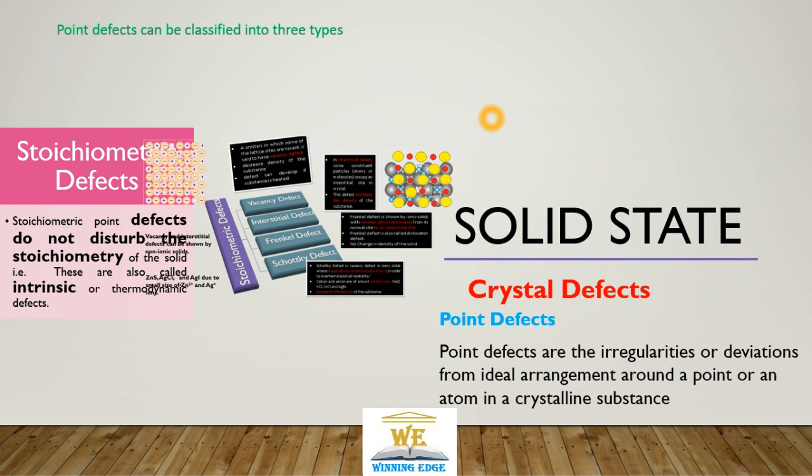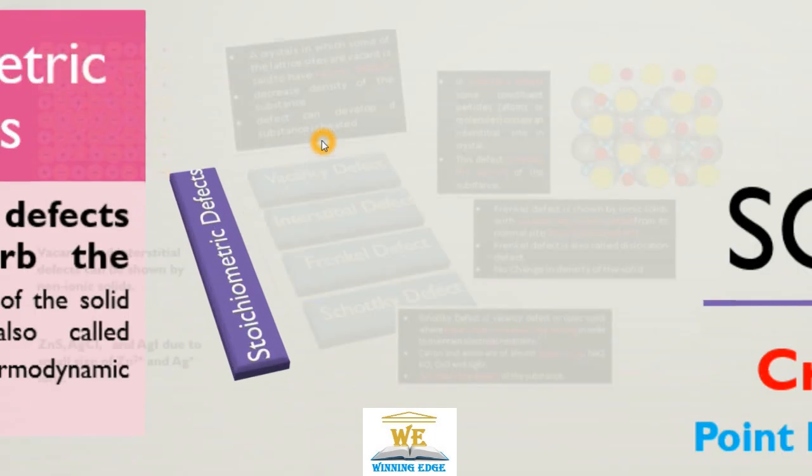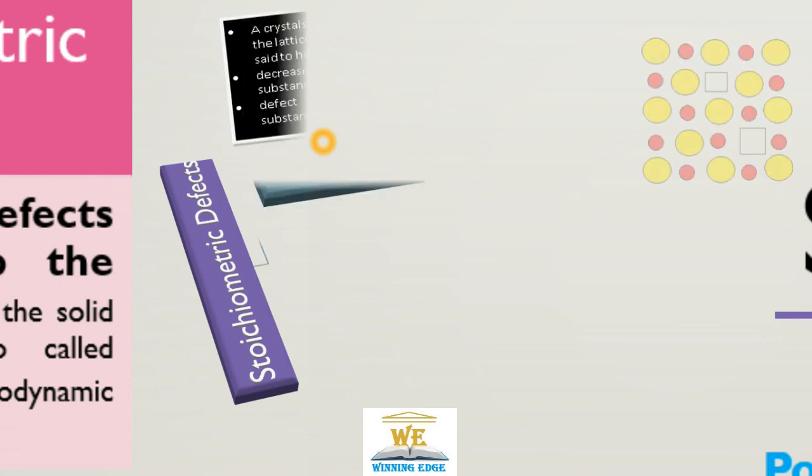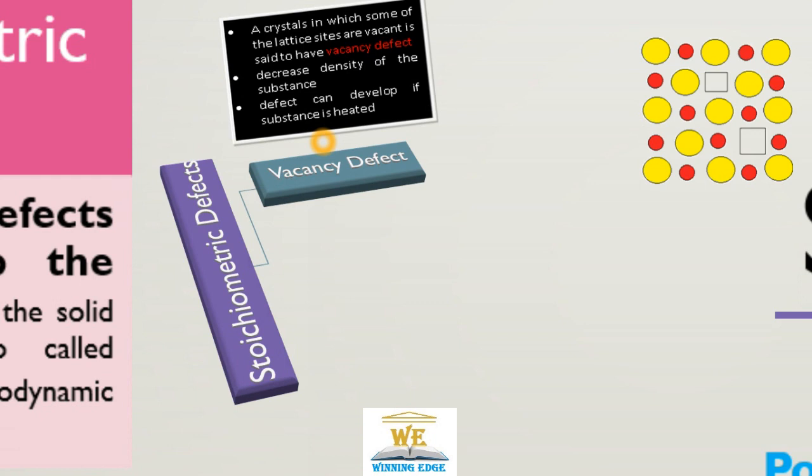There are four basic types of stoichiometric defects applicable to ionic as well as non-ionic solids. Let's discuss. We are going to talk now about stoichiometric defects. The very first defect is the vacancy defect. What is it? A crystal in which some of the lattice sites are vacant is said to have a vacancy defect.